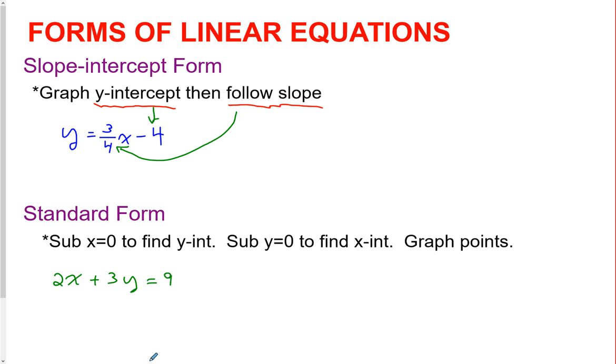So to find the y-intercept, I'm going to sub in x equals 0. So to find the y-intercept, I'm going to put a 0 in for x, and then I'm going to solve for y. To find the x-intercept, I'm going to sub in a 0 for y and then solve for x. And then I would graph those 2 intercepts. I would put the points on my graph and I'd draw a line through them. So that's my standard form, and those are the 2 different ways we would do graphing with our slope-intercept form and our standard form.